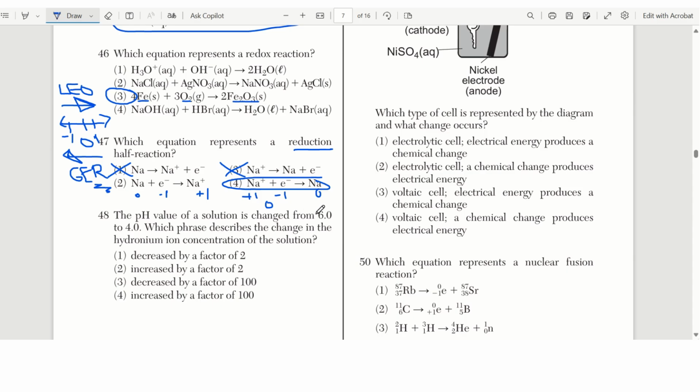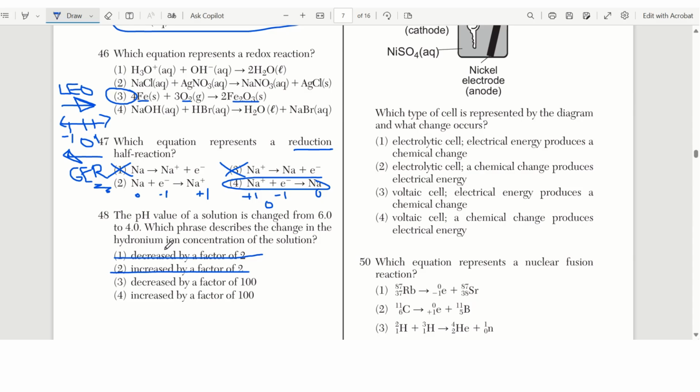Number 48, the pH value of a solution is changed from 6.0 to 4.0. Which phrase describes the change in the hydronium ion concentration of the solution? Well, first you should know that pH is based on logarithms, and logarithms are based on 10. So it can only change by factors of 10, which means 10, 100, 1,000, and so on. So that means these are wrong, right?